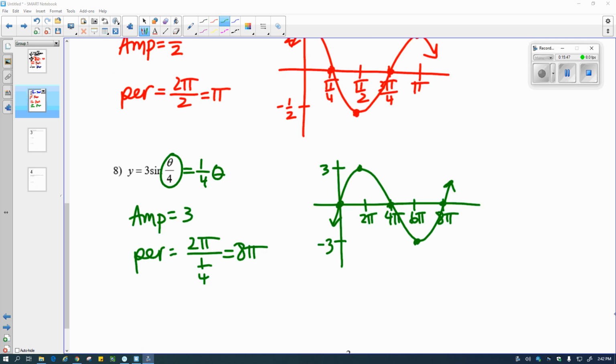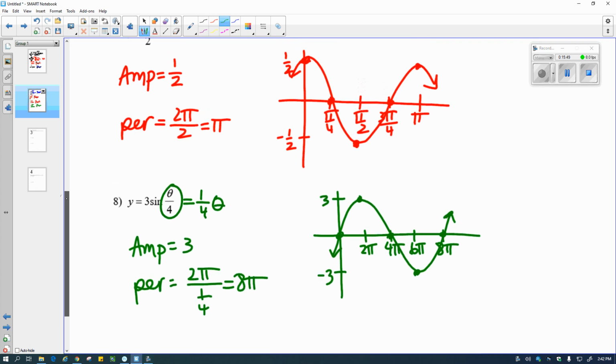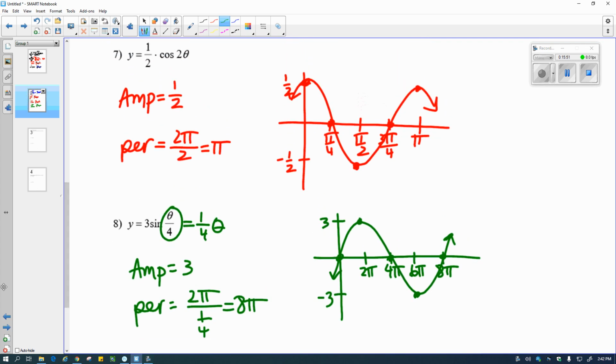Okay, so here are my completed graphs. In number 7, the amplitude was 1/2, so it topped out at 1/2, bottomed out at -1/2. Period was 2 pi over 2. It came from this value right here in front of the theta. So I reduced that down to pi. Pi came first. I cut it in half to get the middle, cut that in half, double the denominator to get the first tick mark, and then I just counted and sketched my cosine.